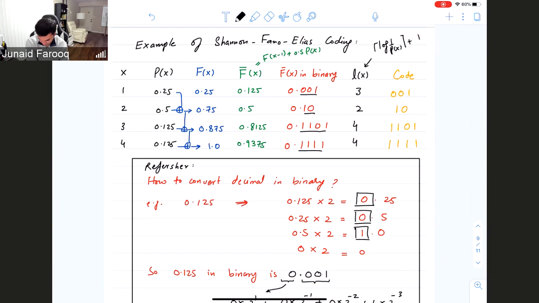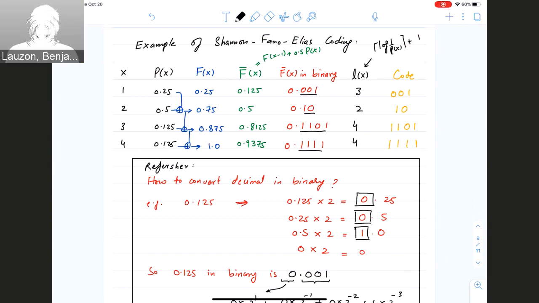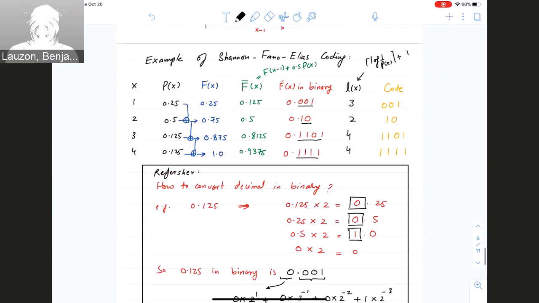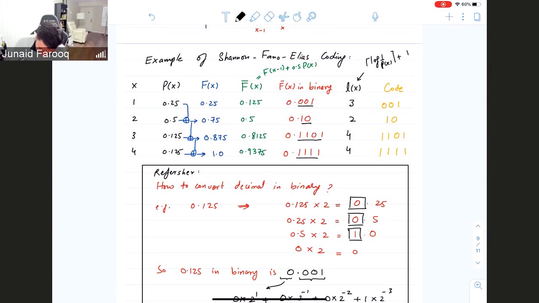Would you be able to go over the green numbers just one more time, how you got those? Sorry, for some reason I'm missing it. Okay, so how they're calculated. Sure. So the formula was F of x minus 1 plus half of the probability.